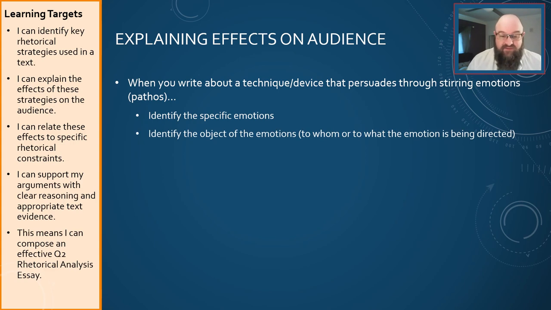Next, don't forget to identify the object of the emotion, meaning to whom or to what that emotion is being directed. Don't just say that the writer's trying to stir anger in the audience. Anger at what? Anger at whom? Okay, be very specific with the object of that emotion.